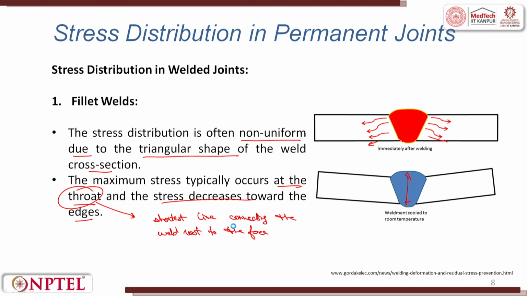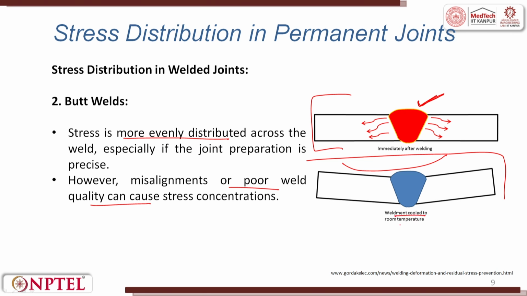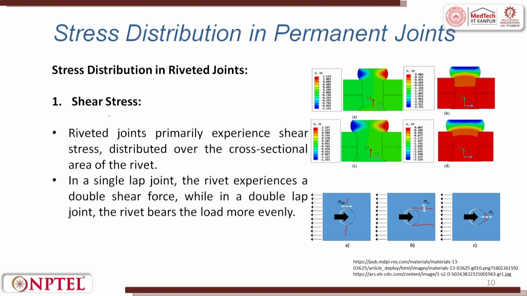In the butt joint, stress is more evenly distributed across the weld, especially if the joint preparation is precise. So, this is a butt joint. However, misalignments or poor weld quality can cause stress concentrations here. This is the joint when it was hot, which means in the joining time itself, this is how the stress flows and later it contracts. So, there is misalignment or angular deformation that has come when the joint has cooled to room temperature.